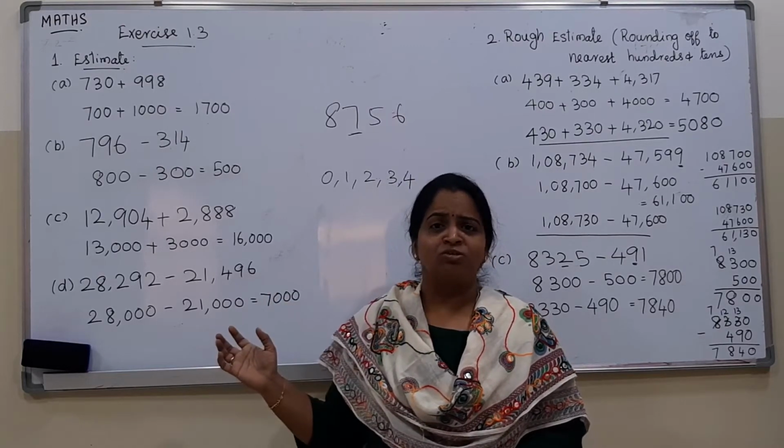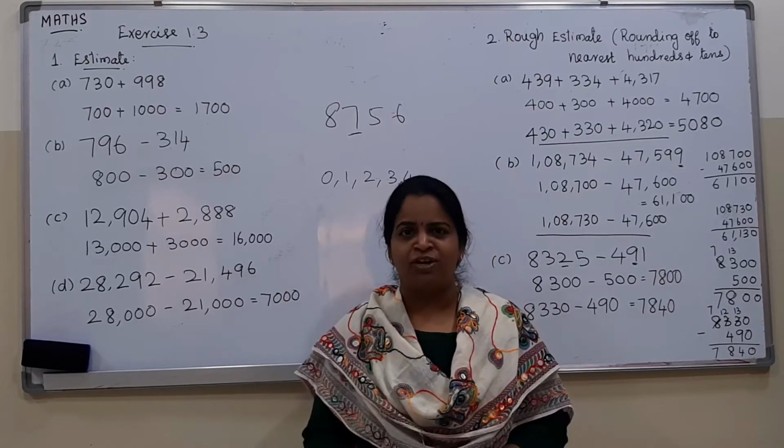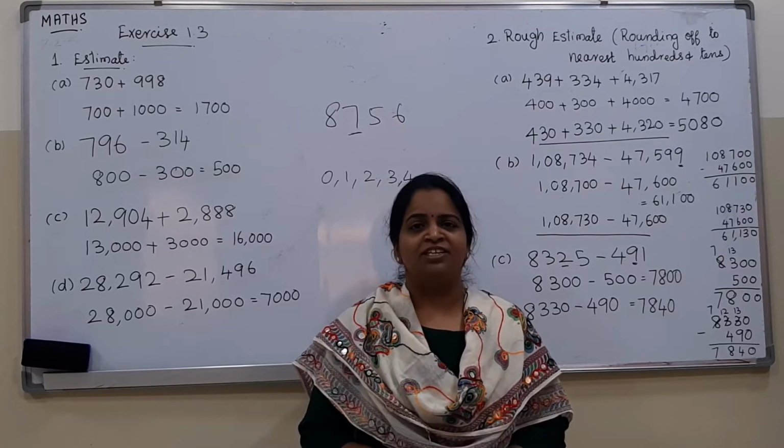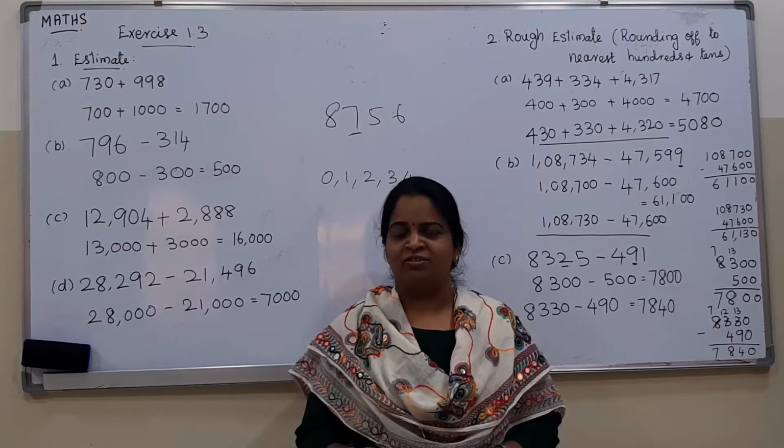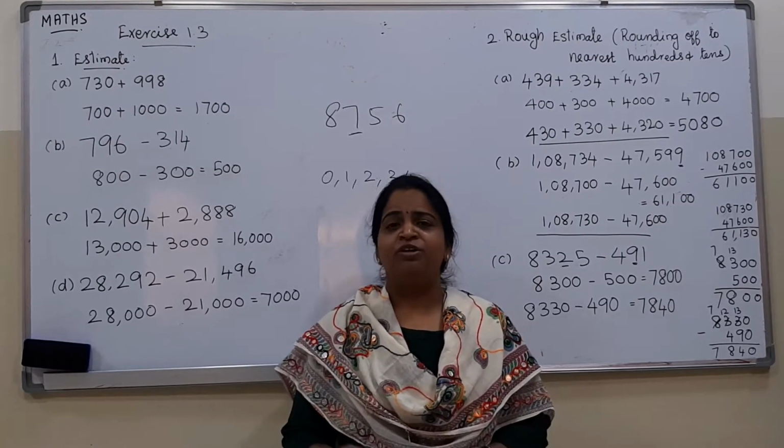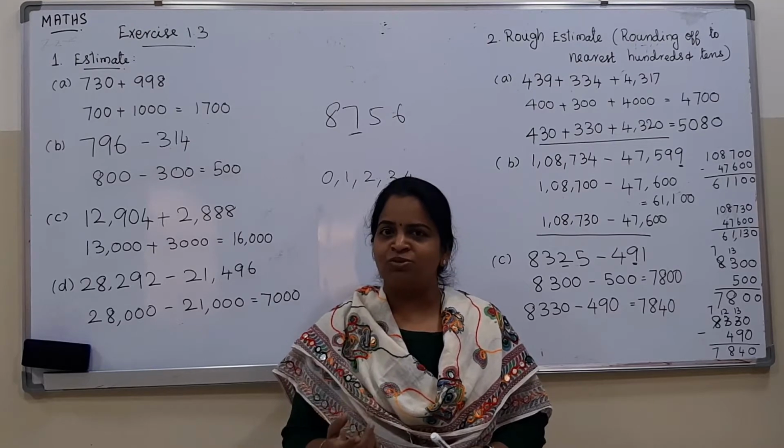Today we are going to see exercise 1.3, estimation. For estimation, you should know the basics of rounding off, right? Last year we saw rounding off to the nearest 10, 100, 1000. Rounding off to the nearest 10 means what should you do?